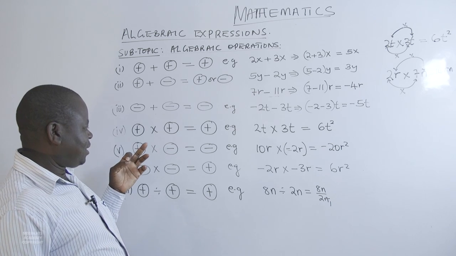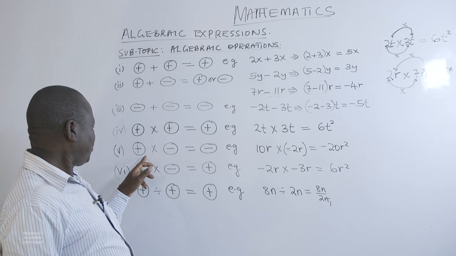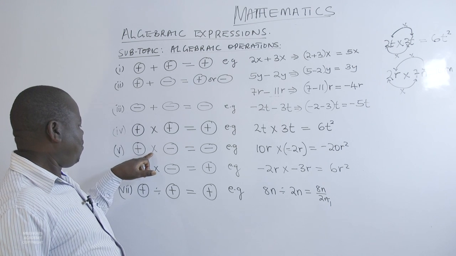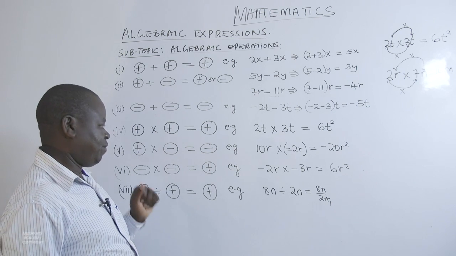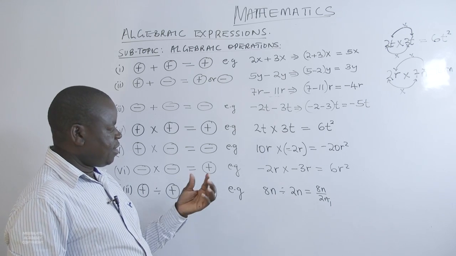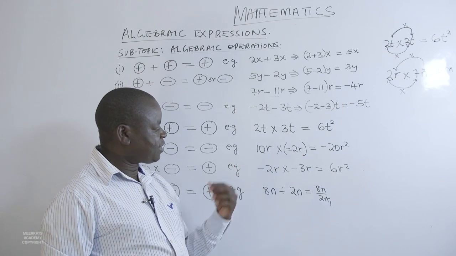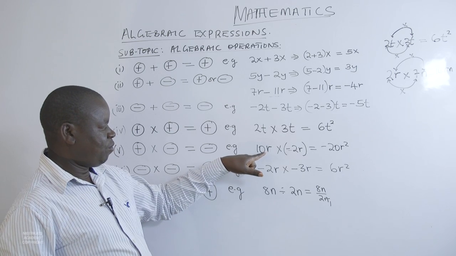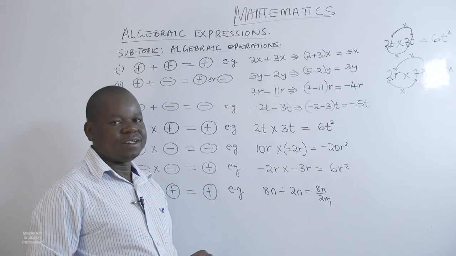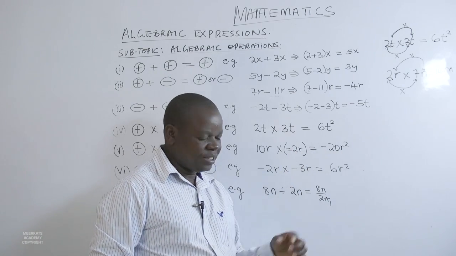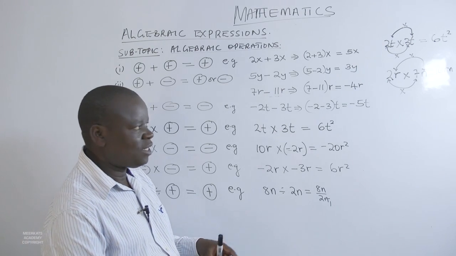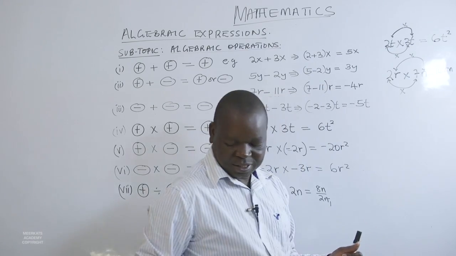Now, the second part is a positive multiplied by a negative. The answer is a negative. And from the example, we have positive 10r multiplied by negative 2r. The result here is negative 20r squared. Let's see how that one has been obtained.